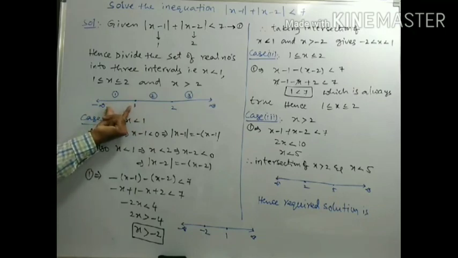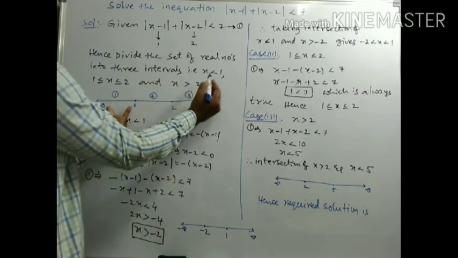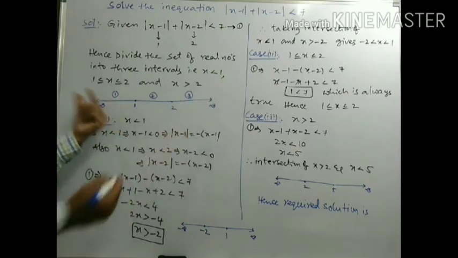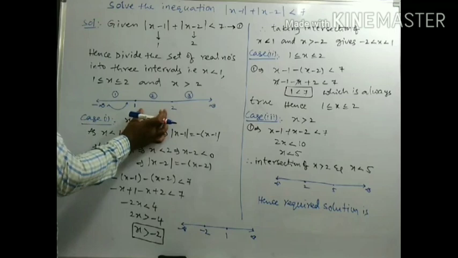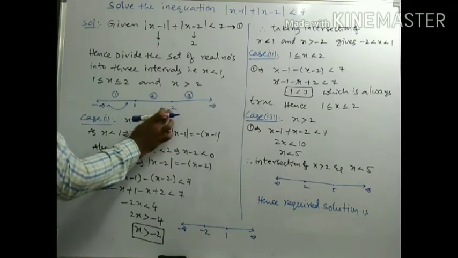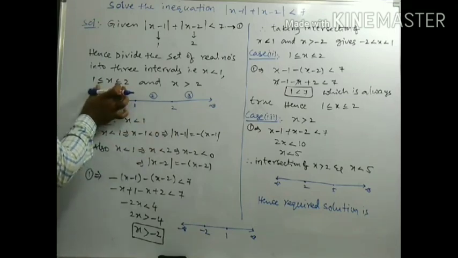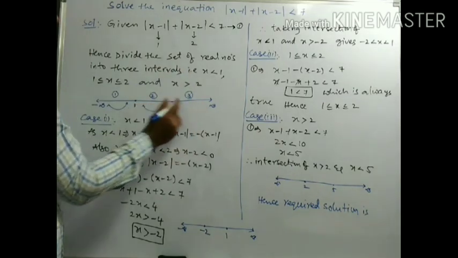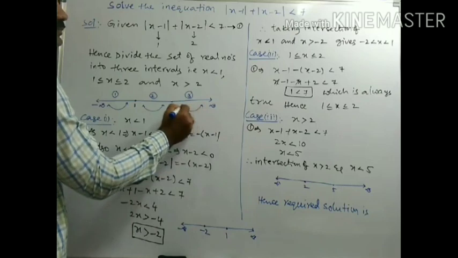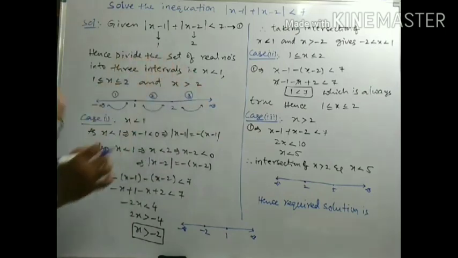Interval number 1, which is less than 1, x less than 1. This is the interval number 1. And now interval number 2, in between 1 and 2, including them. Now interval number 3 is 2 to infinity, that is greater than 2.